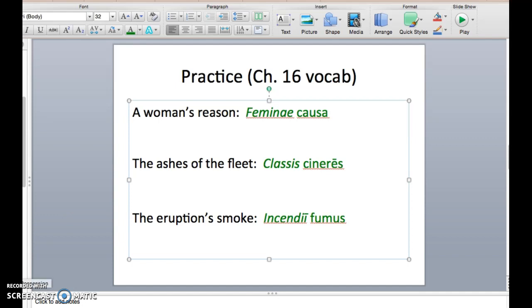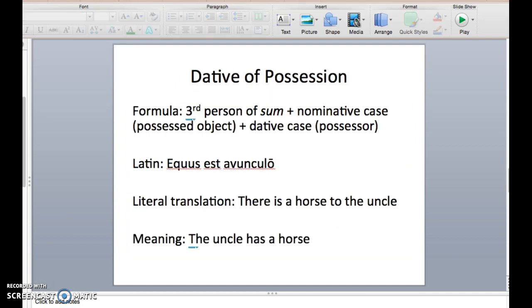All right, moving on to the new topic at hand, the dative of possession, a little bit more complex. The way we're going to recognize it is if we see a third person of sum with a noun that looks to be in the dative case. Normally, it's usually a pretty short expression too. There are longer ones which are more complex, but most of the time we're going to see it in the near future. It will be a short sentence with a nominative, a dative, and a third person singular or plural form of sum.